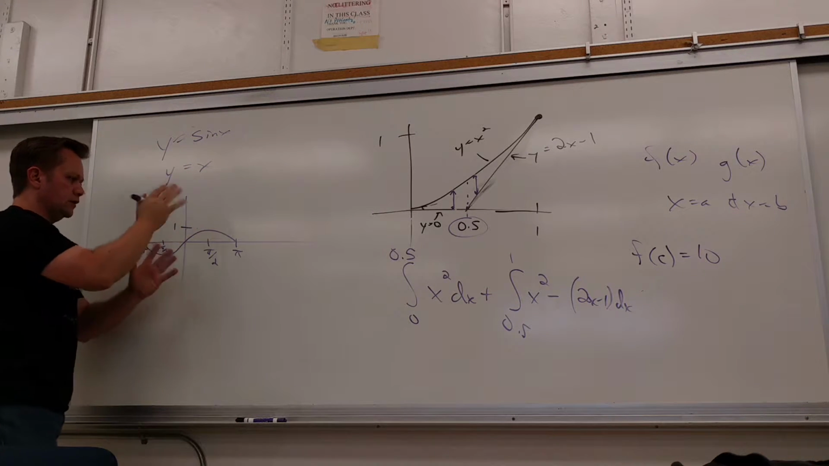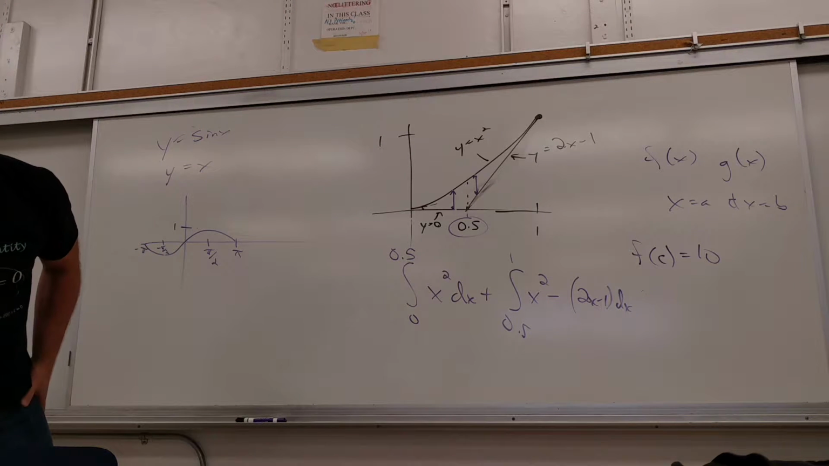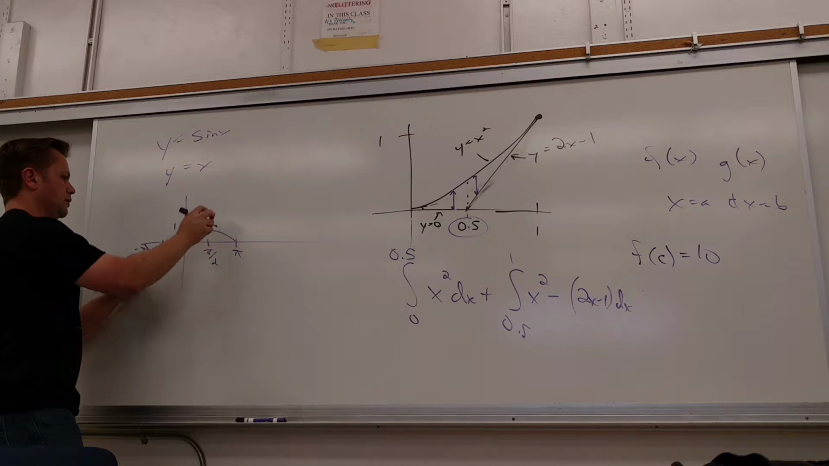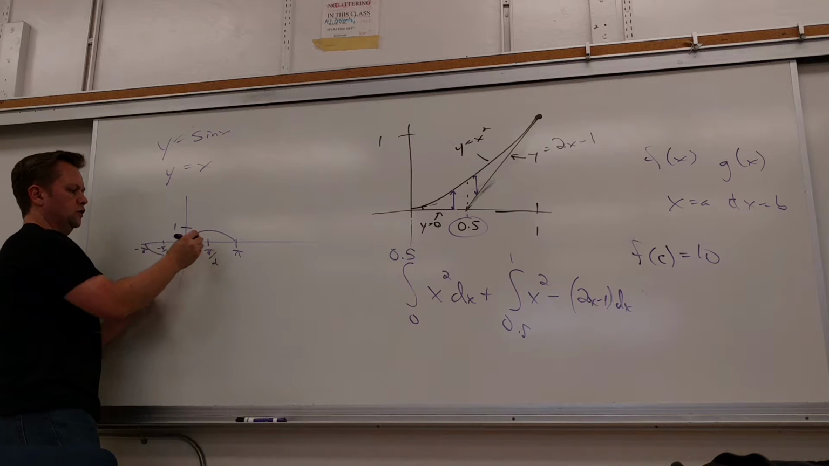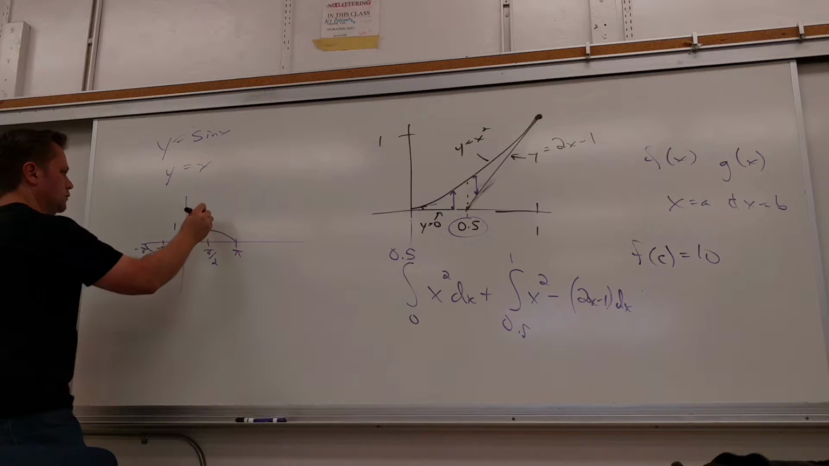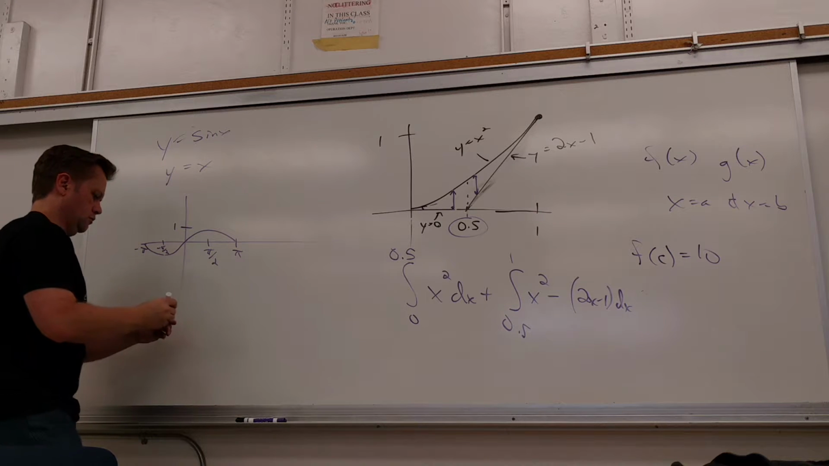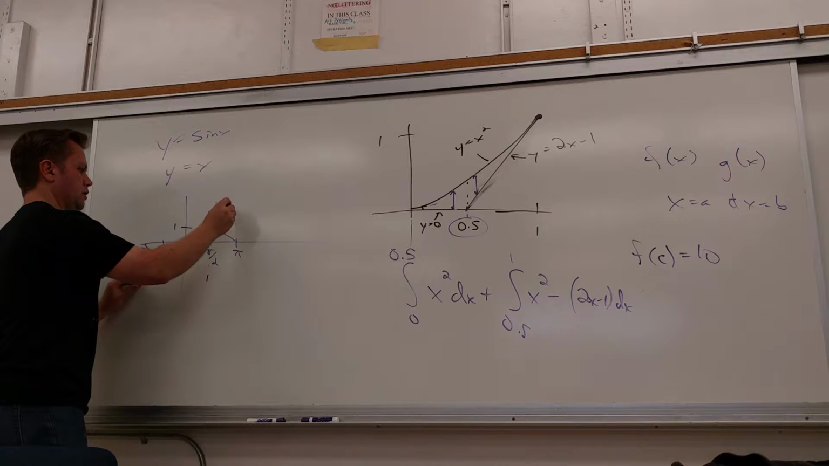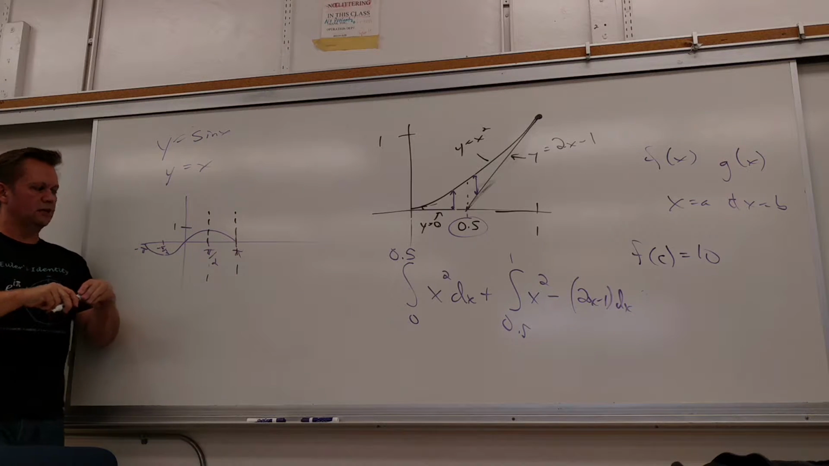But they also tell me, let's see what else they tell me. They tell me pi over 2 and pi. So that was why I put that. There's a reason I put that. So x equals pi over 2, this is a wall here. And that's a wall there. So this is getting interesting.